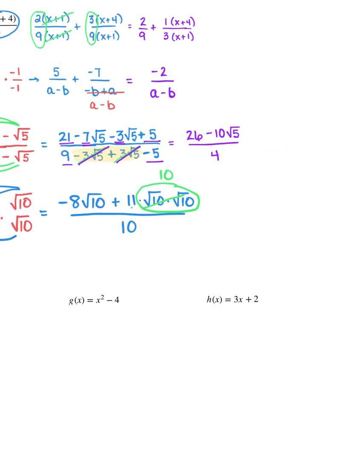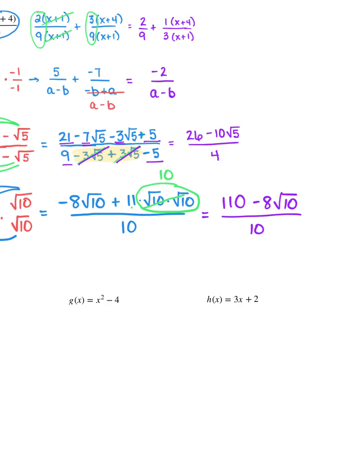And up on top, I'm going to put the 110 first, just because we usually put the whole numbers first. So I'm going to put 110 minus 8 square root of 10. And then on the bottom, I'm going to put just a 10.